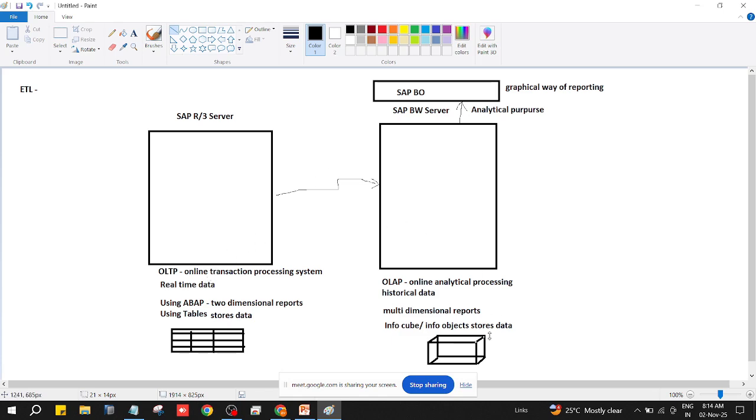This is the extended way nowadays. As I told you, BO and Power BI are there, Microsoft Power BI, the most famous front end. In different ways it provides graphical reports, Excel sheets, dashboards, etc. Tableau is also there, one of the famous ones. But it uses InfoCube data, multi-dimensional data.